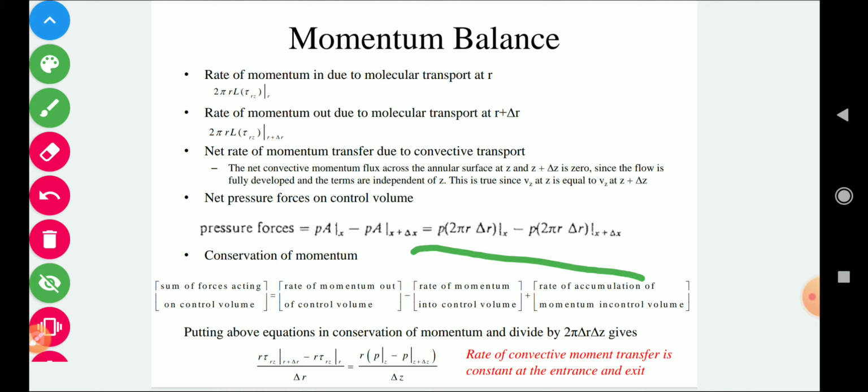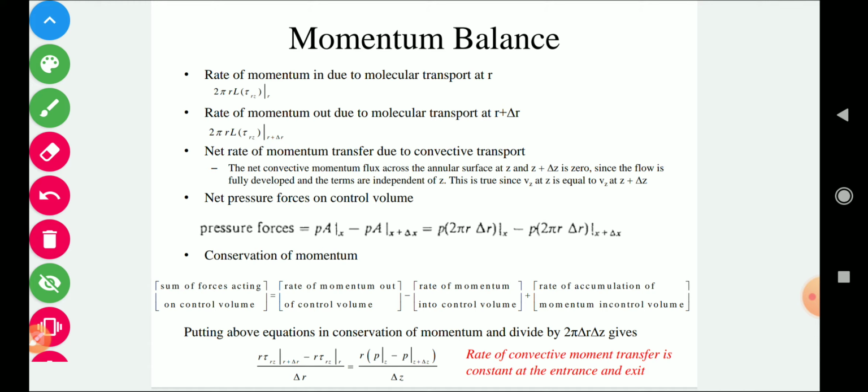Because the pipe is vertically placed, this pressure force includes the pressure due to the gravitational force plus the fluid pressure. So this P will be equal to P plus rho g h. Here P is the pressure due to the gravitational force plus the fluid pressure.